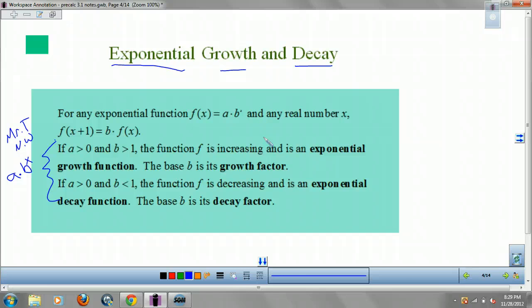We only have a graph to look at, okay? And after we're done looking at the graph, we'll call it good because you guys have done a lot of writing on this one. So again, b greater than 1, growth, b less than 1, decay. Remember, a has to be greater than 0, can't be negative.